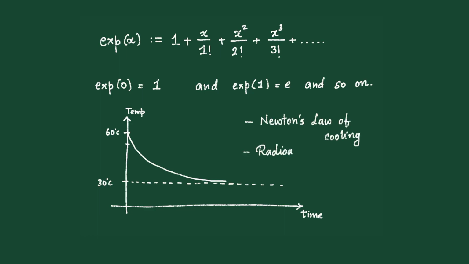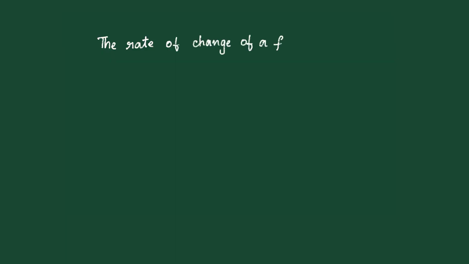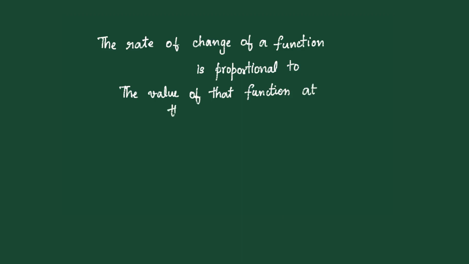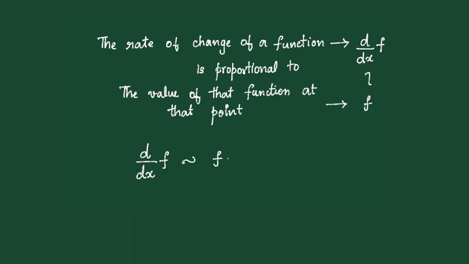Something very similar happens in the decay of a radioactive nucleus. In all the above examples, we saw that the rate of change of a function is proportional to the value of the function at that point. In terms of calculus, this translates to saying that d by dx of f is proportional to f. So, we need to construct a function which is proportional to its own derivative. Let us make things simpler and assume that the derivative of a function is itself. Or, we are making the assumption that d by dx of f is equal to f.